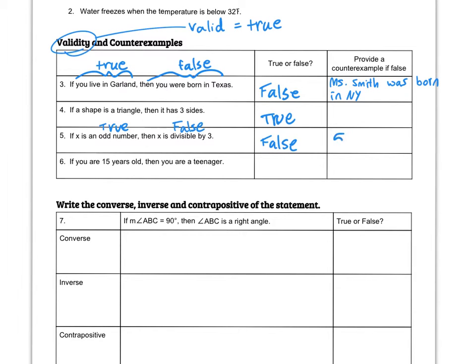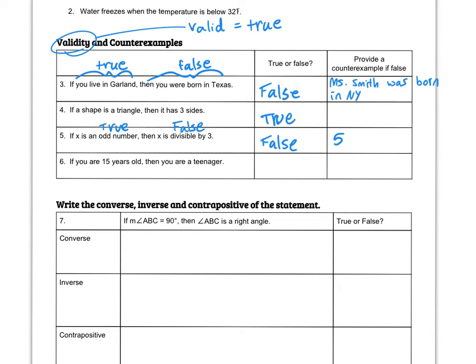Here's one number that's odd, that's not divisible by 3. 5. It's true that 5 is odd. It's false that 5 is divisible by 3. If you can think of just one counterexample to a statement, then that statement is false. It has to be true all the time to be true. If it's false even once, then it's a false statement. We can't count on that statement.